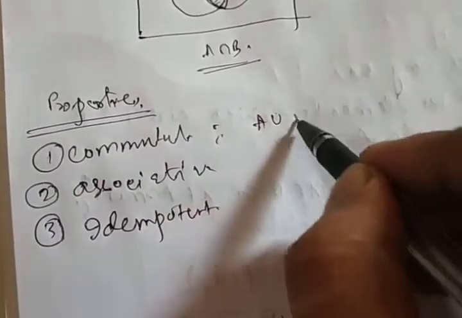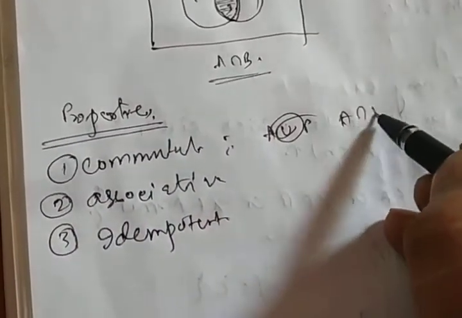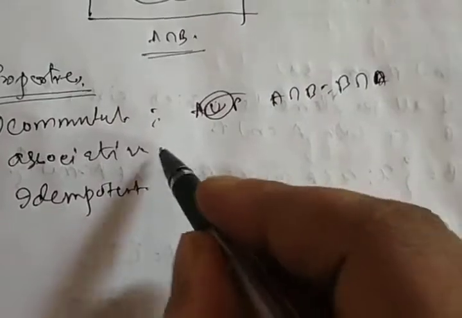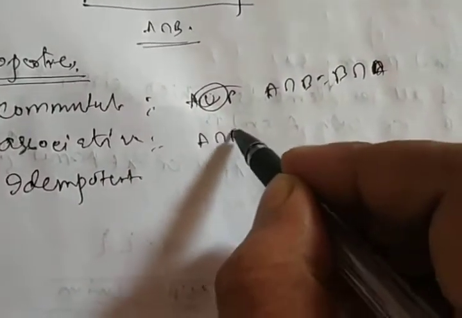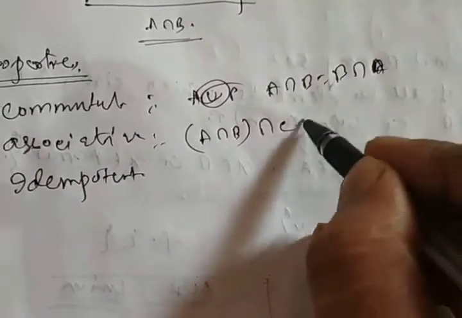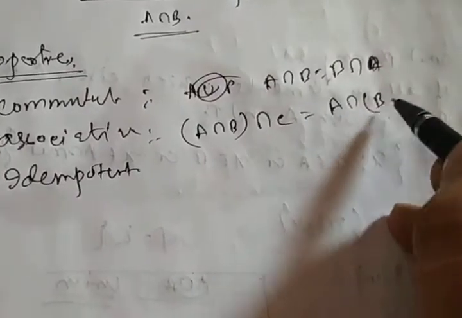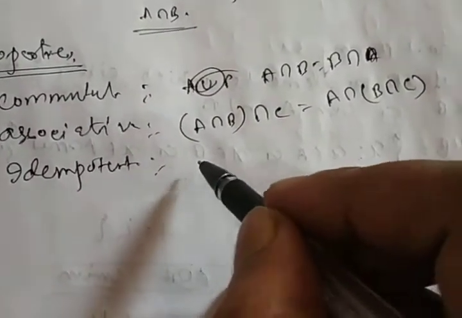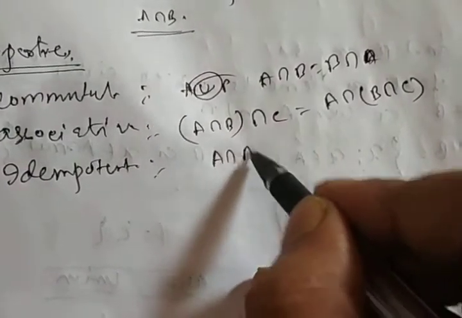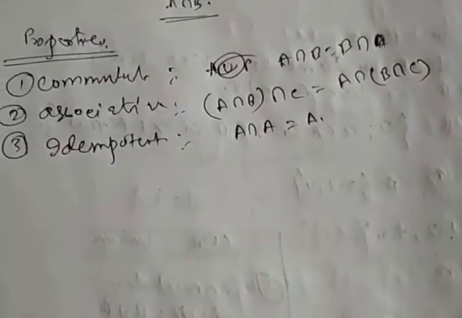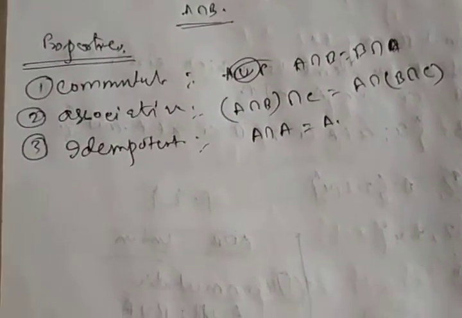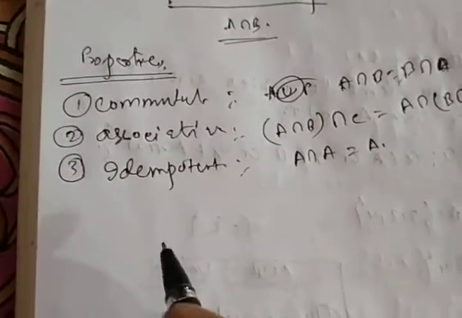Commutative means A intersection B equals B intersection A. This is also true. Associative means (A intersection B) intersection C equals A intersection (B intersection C). Idempotent means A intersection A will be A. So these are the three properties. This is obviously true for all sets A and B.